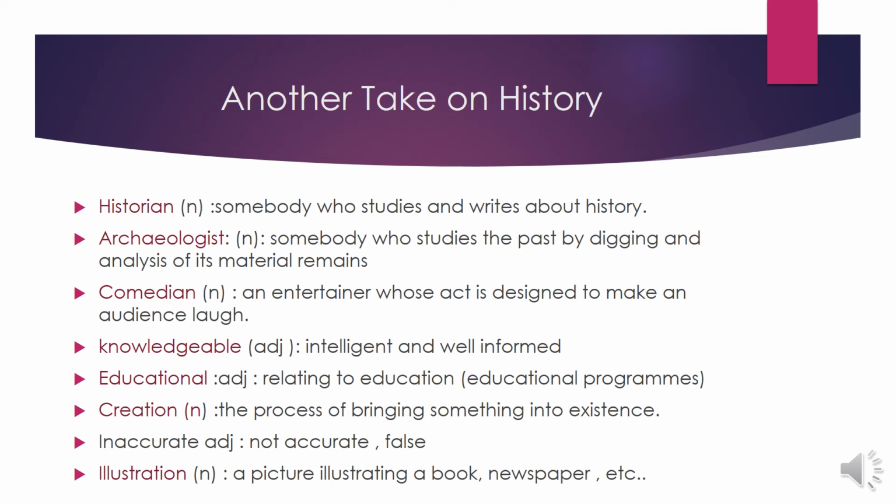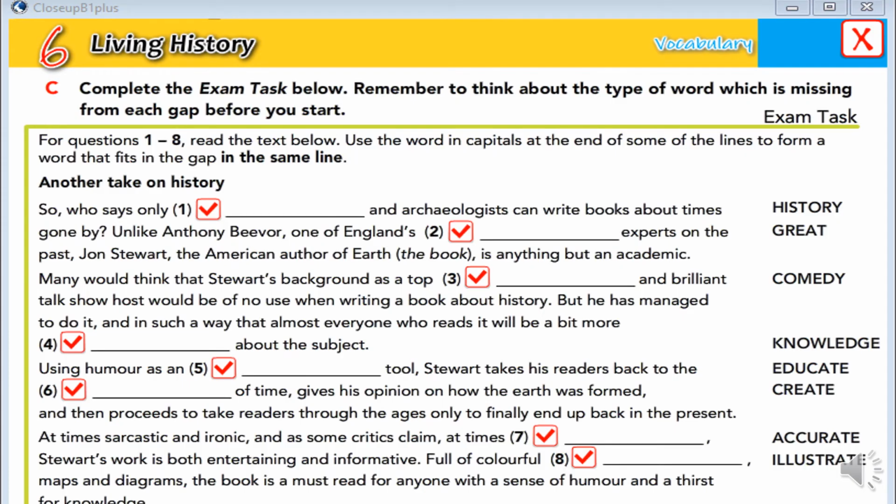We have inaccurate. It's the opposite of accurate. It means not accurate or false. The last one, illustration. It means a picture illustrating a book or newspaper, like stories for the kids. They are full of illustrations and drawings. Now this is the last exercise. Try to complete the space. You have the words history, great, comedy, knowledge, educate, create, accurate, and illustrate.